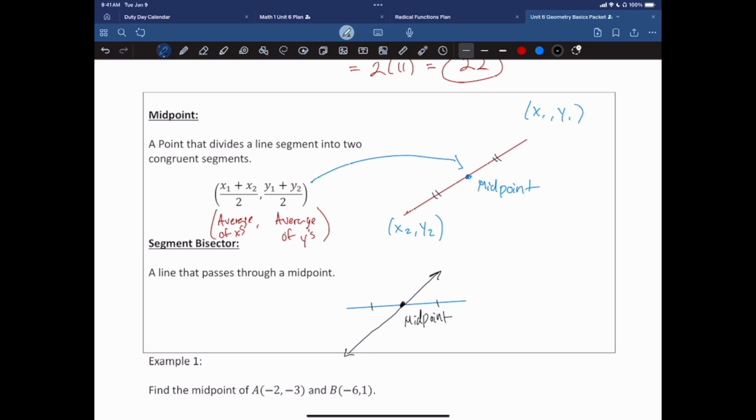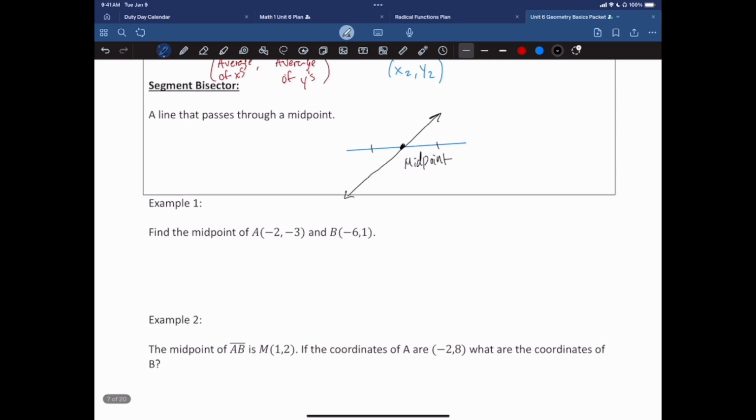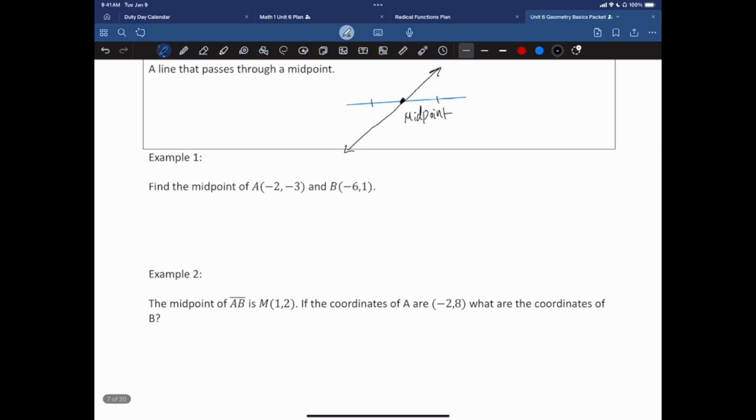Okay. So example 1, we want to find the midpoint between A and B. A is -2, -3. B is -6, 1. So again, we're just using our formula here. We're going to take the average of my two x's. So I want to take my two x's and add them together. So we're going to do -2 plus -6, all divided by 2. We'll do the y's in blue. So we have -3 plus 1, all divided by 2.